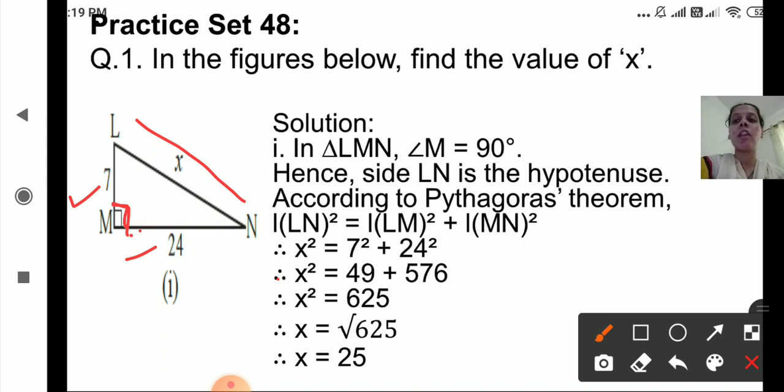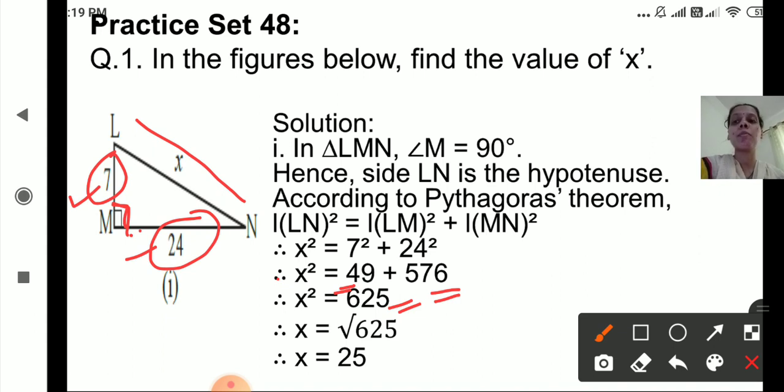So we will put the values. X square is equal to 7 square plus 24 square. So 7 square is 49 and 24 square is 576. So 49 plus 576 is 625. Now this is what, x square is equal to 625. We have to find out x, the value of x. So x is equal to square root of 625.